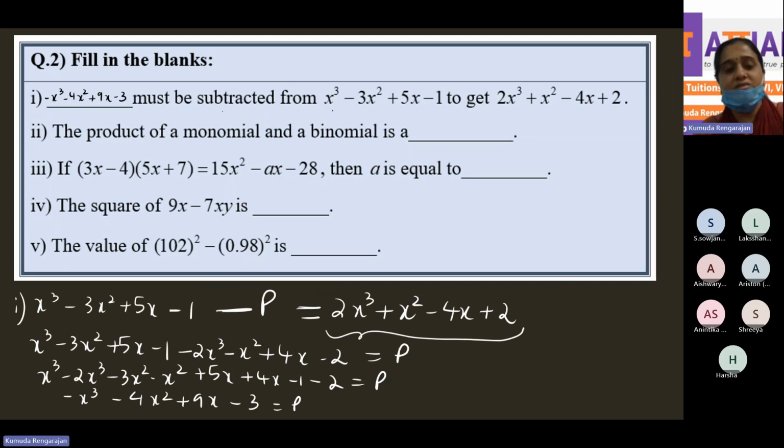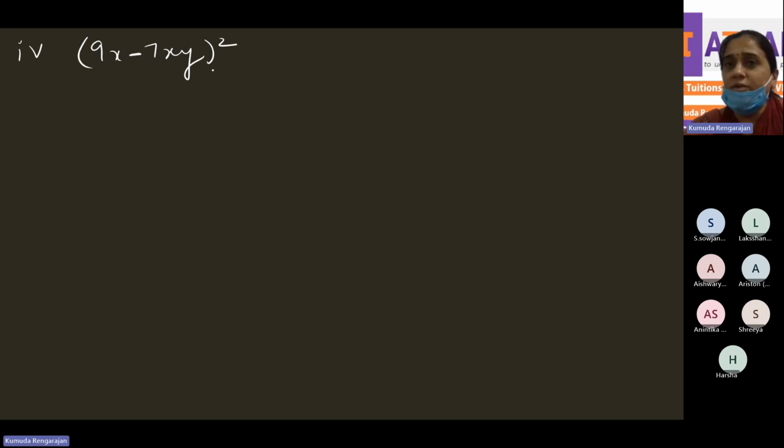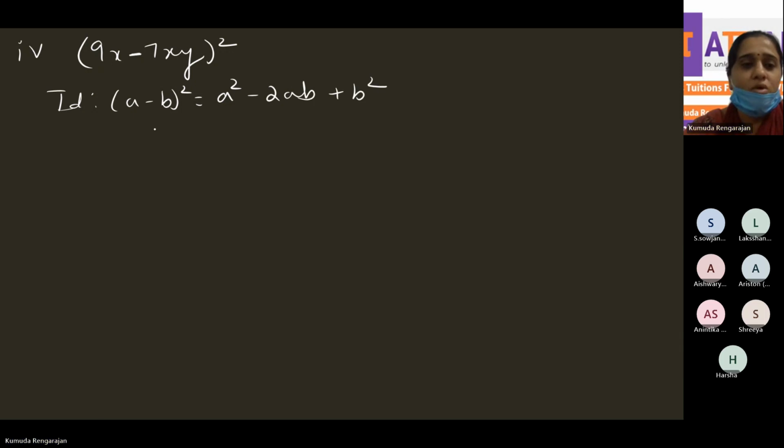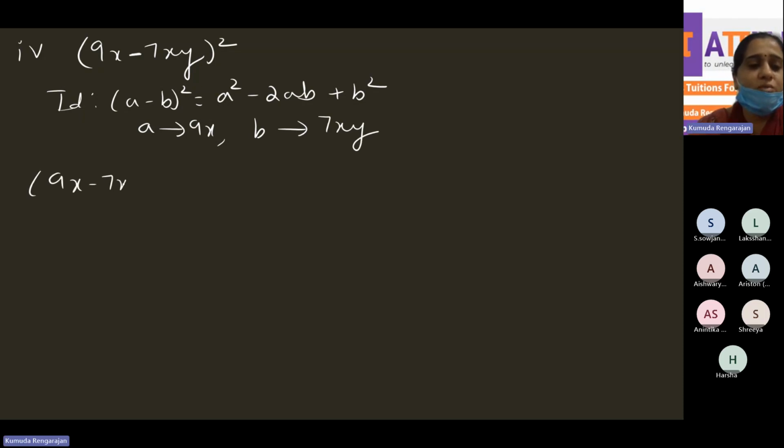The square of 9x minus 7xy. So the square meaning you're expected to find 9x minus 7xy the whole square. Now this is like a minus b the whole square. The identity is a minus b the whole square, and what is a minus b the whole square? a squared minus 2ab plus b squared. What is a? 9x. What is b? 7xy. So then tell me what is 9x minus 7xy the whole square?